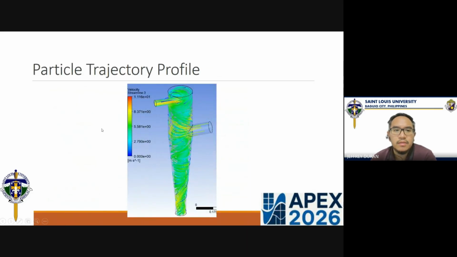Now, just to add, we also have our particle trajectory profile. If you could notice, it will enter here, and most parts are falling down through our lower conical section. And some parts are moving through our outlet section here on the upper section.